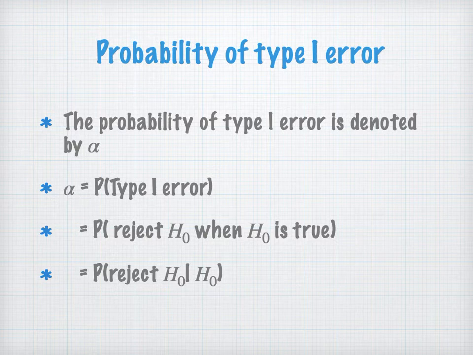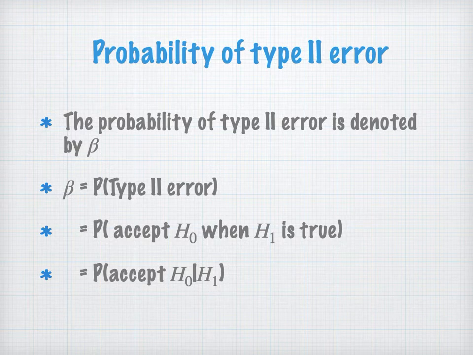We know type 1 error is rejecting the null hypothesis when it is true. So alpha is equal to the probability of type 1 error, which is equal to the probability of reject H naught when H naught is true. I can write it in short as probability of reject H naught given H naught. Given H naught means H naught is true. So it can be read as probability of reject H naught when H naught is true.